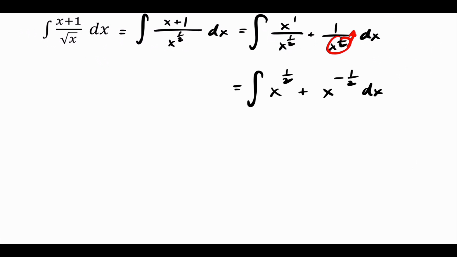They have powers. I can use the power rule. So we're going to add a power. So when I add a power to 1/2, what am I going to get? 3/2, right? Divide by that new power. When you divide by a fraction, what are you really doing? Multiplying by the reciprocal. So instead of dividing by 3/2, let's just multiply by the reciprocal, 2/3, 2/3.